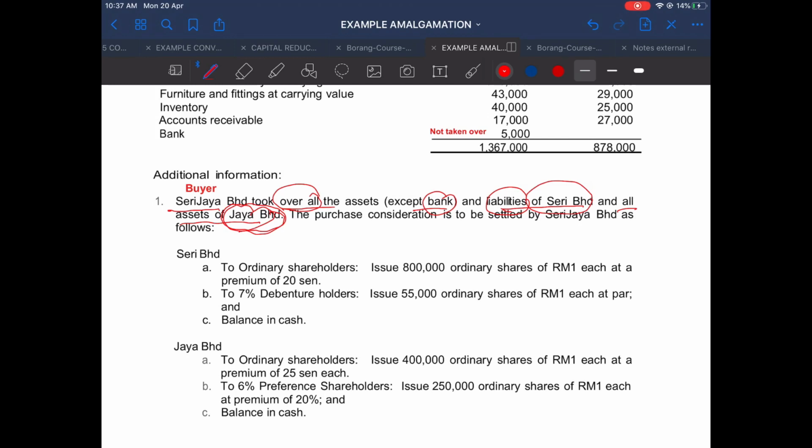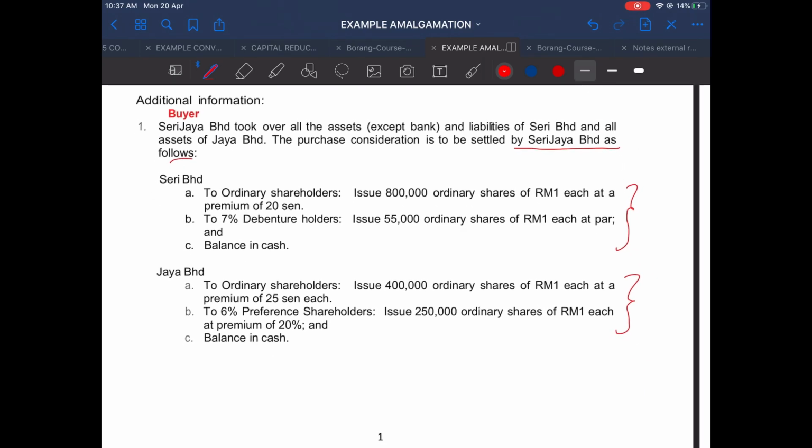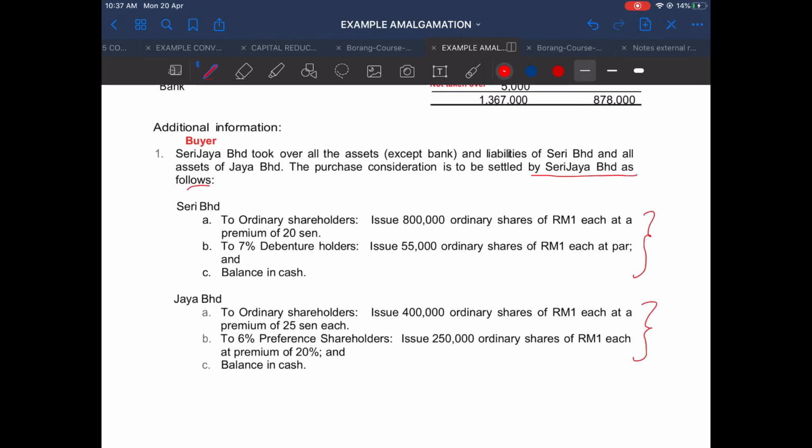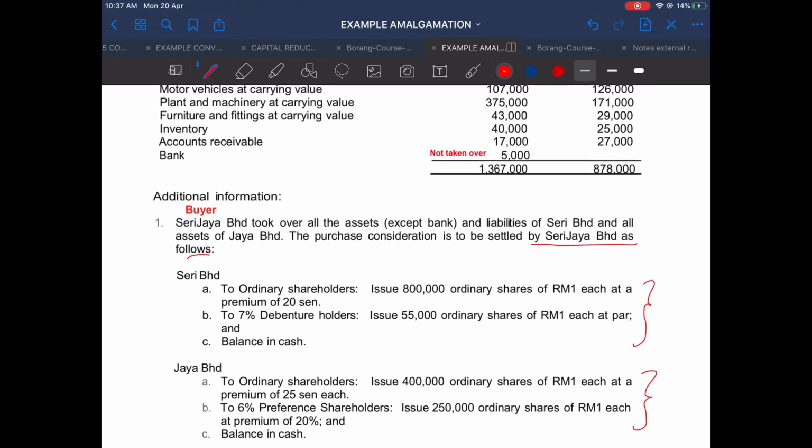So the additional information further explains that the purchase consideration is to be settled by Sri Jaya as follows. So these are the purchase consideration paid to Sri Berhad and also paid to Jaya Berhad. Now, to ordinary shareholders, Sri Jaya will issue 800,000 ordinary shares of $1 each at a premium of 20 cents, and to 7% debenture holders of Sri Berhad.